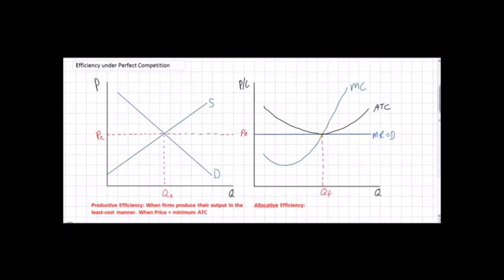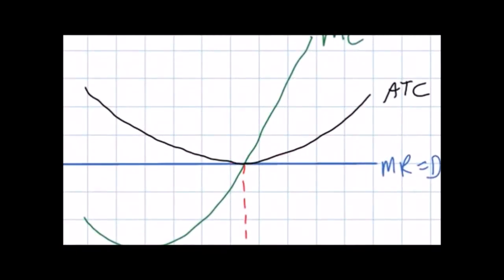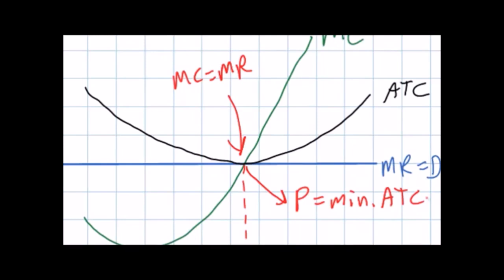So if we look at our graph here and we zoom in on the equilibrium level of output that this firm will produce in the long run at its MC equals MR point. This, as you may recall, is the profit maximizing level of output. At this level of output, we can see that the price is equal to the minimum average total cost. If the price that this firm could sell its output for were any higher, the firm would not have to produce at its productively efficient level of output.